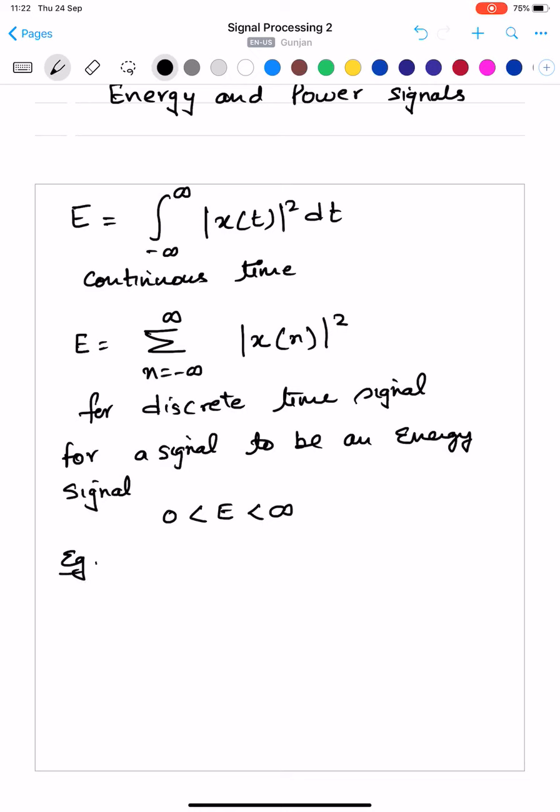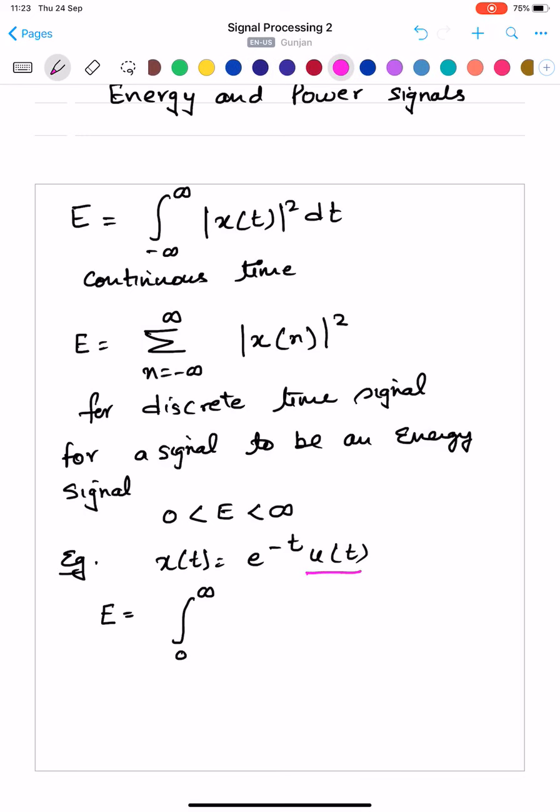So if we have x(t) equals e raised to the power minus t times u(t). You must know that u(t) is defined from 0 to infinite. So the limits of the integration will become from 0 to infinite. Why? Due to this u(t). u(t) has an amplitude equal to 1 for t greater than or equal to 0, or you can say from 0 to infinite.